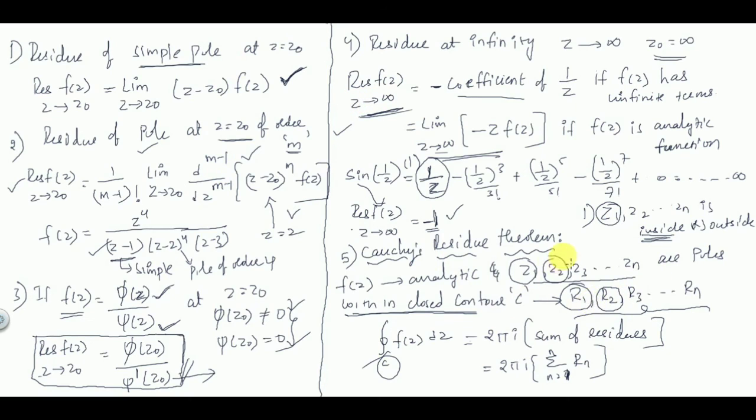Then after calculating the residues at each and every pole, the integration of f of z dz over that closed contour is given by 2 pi i into the sum of residues. This is called Cauchy's residue theorem. With these formulas, you can solve any problem based on residue theorems and calculation of residues when a function f of z is given. In the next upcoming videos, we'll solve problems based on these formulas.